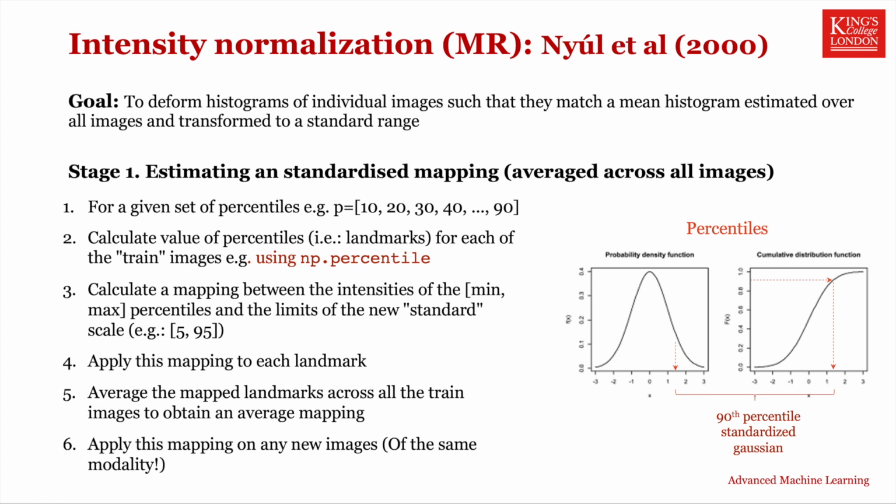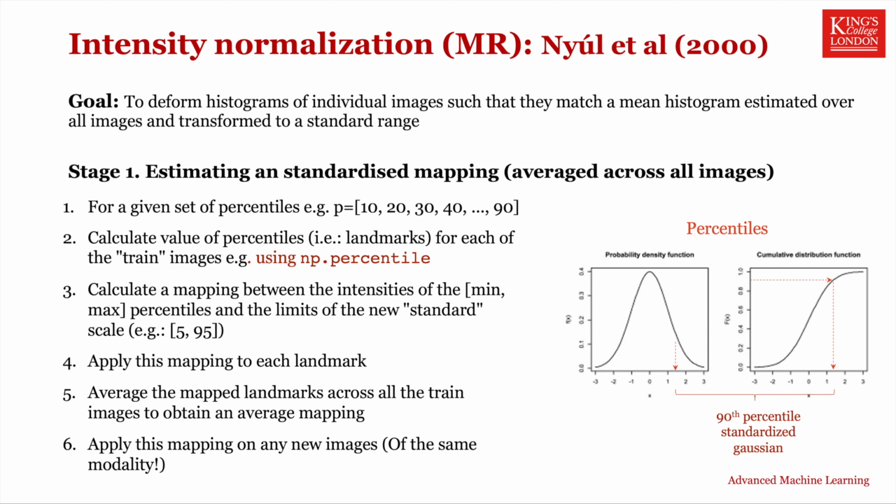the extremer percentiles. For example, you may choose your range to vary between the 5th and the 95th percentile of the distribution of your data, making the assumption that anything below the 5th and anything above the 95th probably represents noise. So once you've done that and you've got your intensity range of your current image, you then want to map that to some target or standard range, for example 0 to 100. You do this through interpolation.